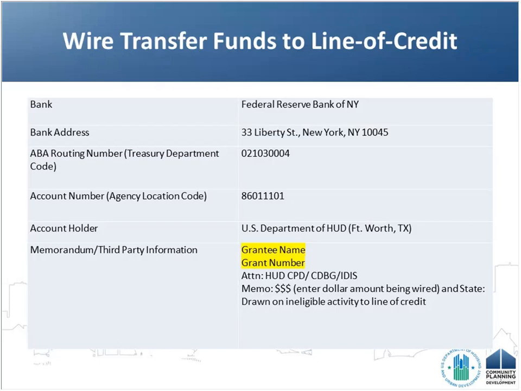This is the bank information for the wire transfer. You send money to the Bank of New York, with the routing number and account number, and most importantly, you want to state the grantee name and the grant number that the funds need to be returned to. In the memo field, you enter that it is returned for overdrawn admin and planning expenditures.